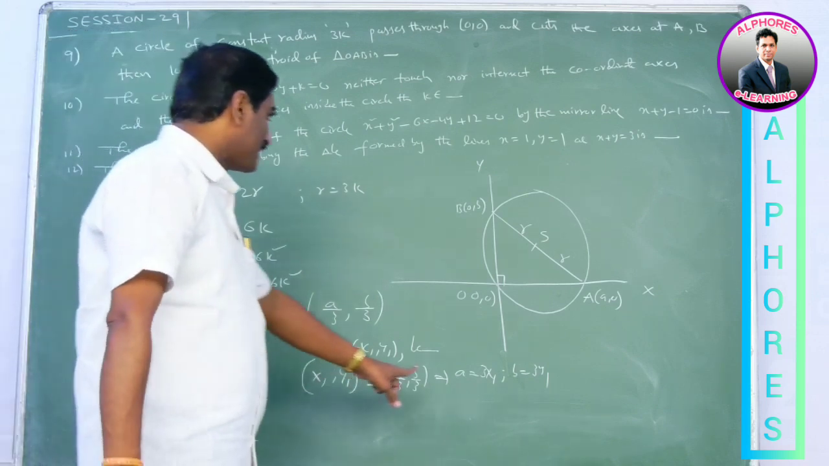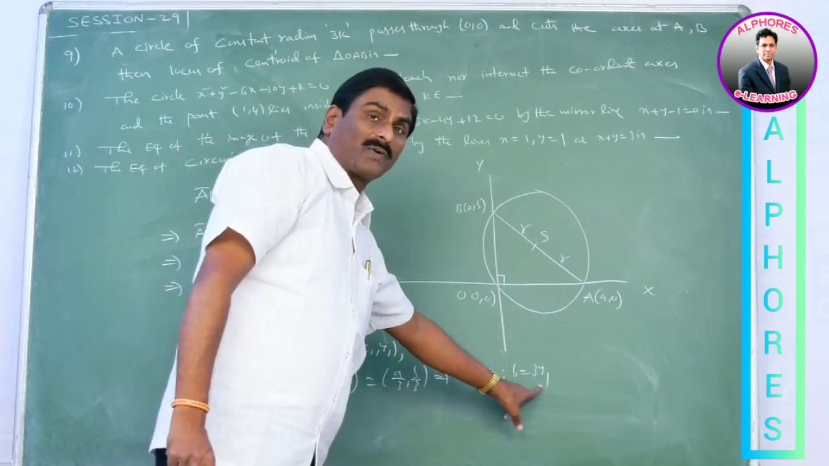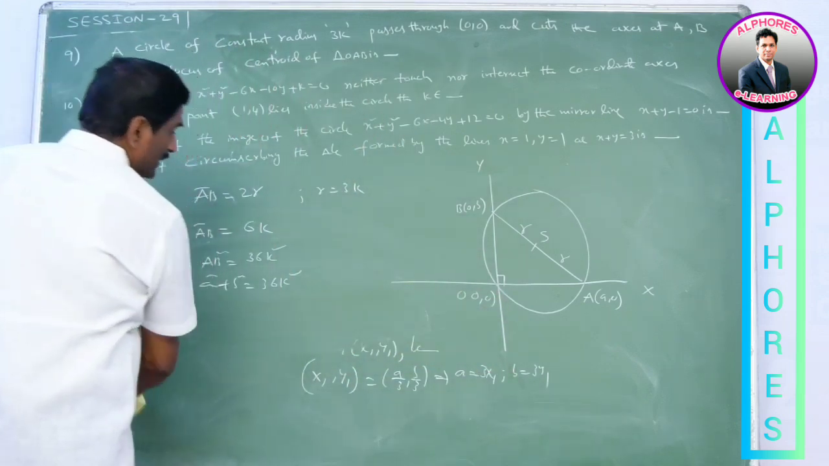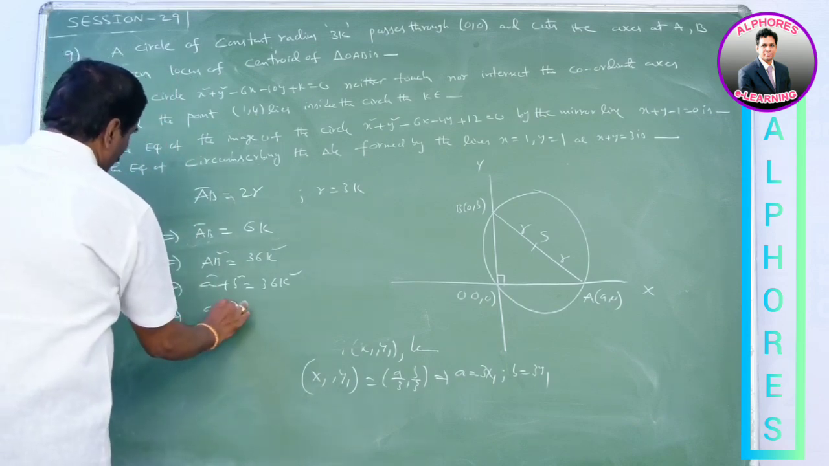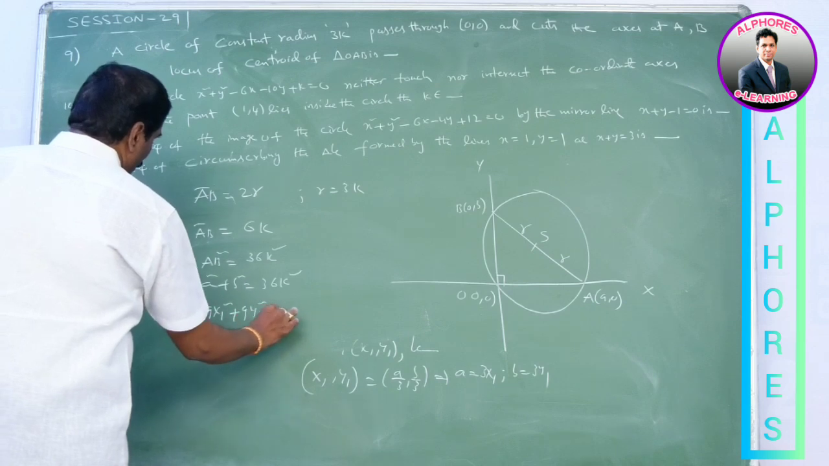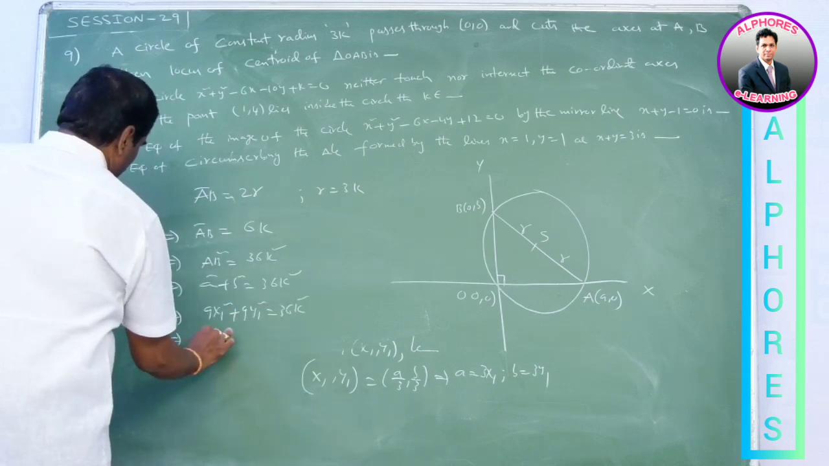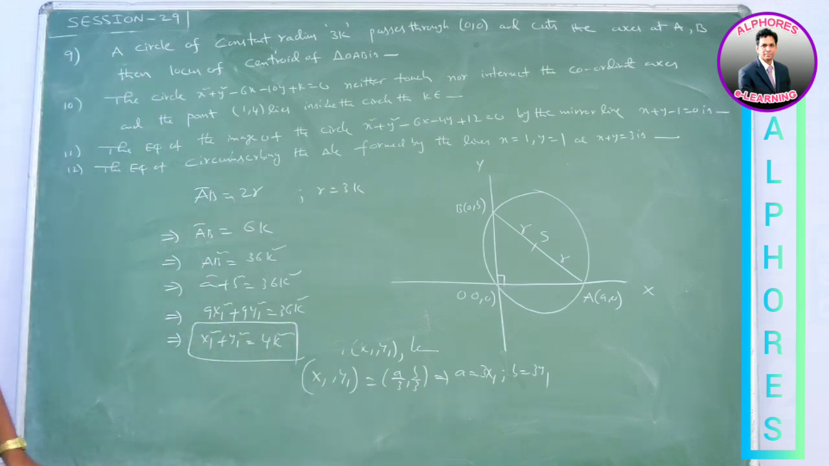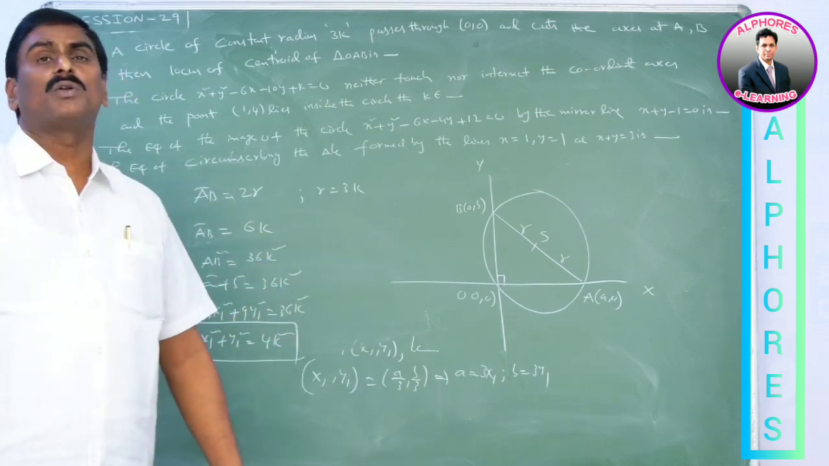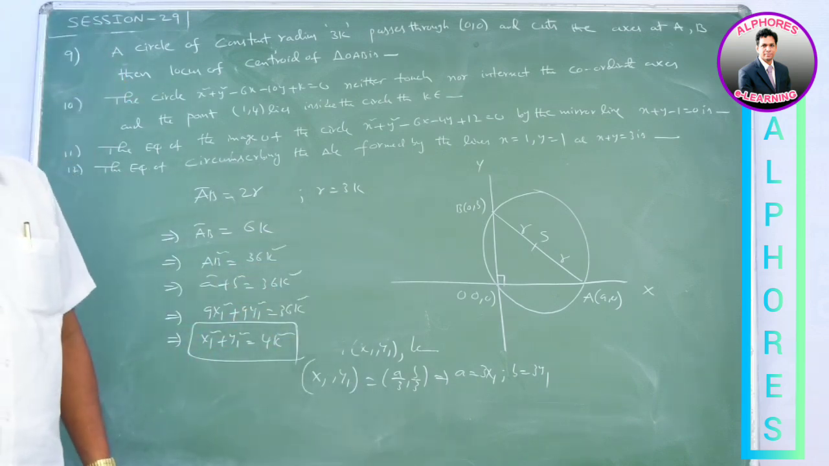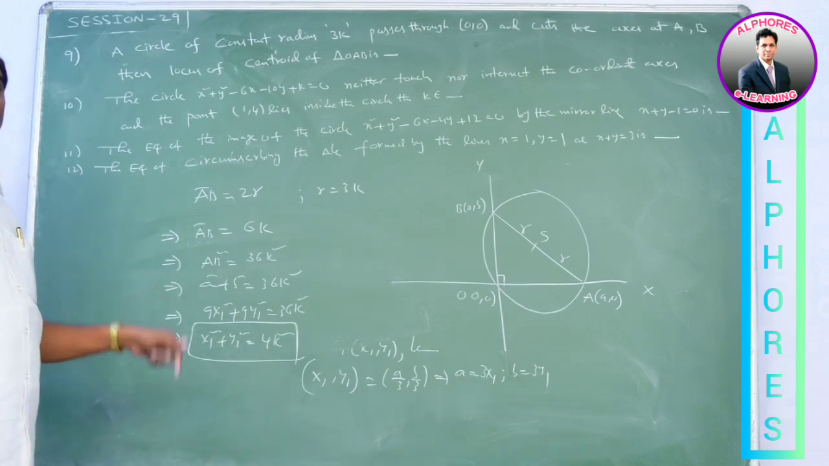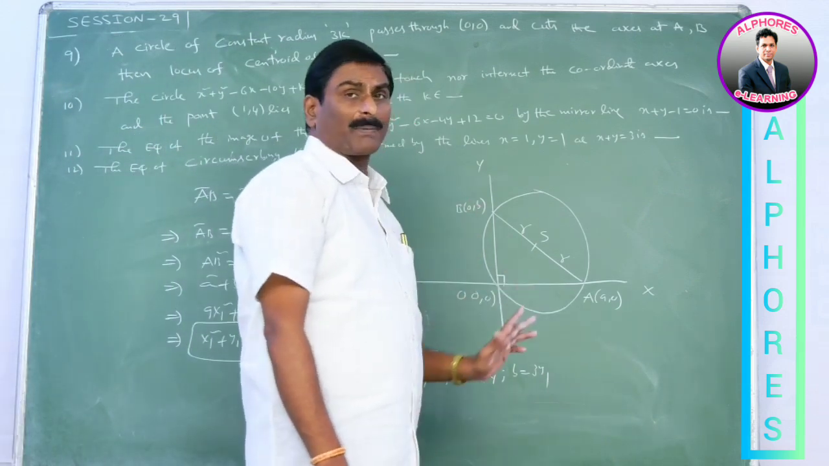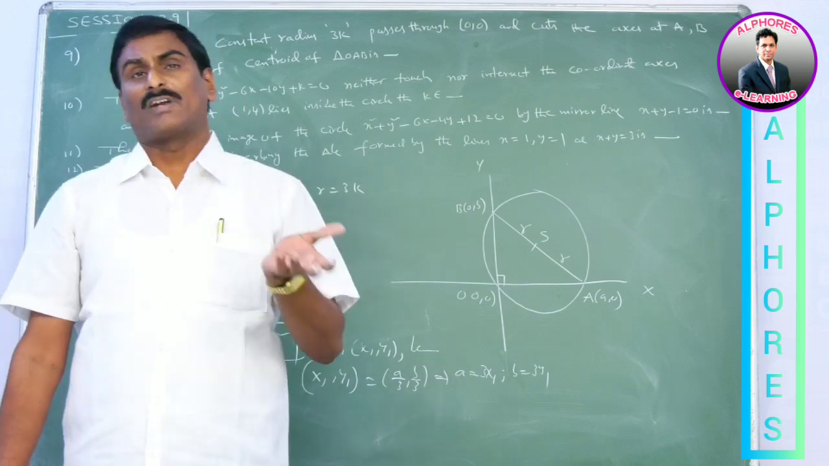But actually a is equal to 3x1 and b is equal to 3y1. We find the relation between a, b and x1, y1. Substitute the value of a equal to 3x1 and b equal to 3y1. That means 9x1 square plus 9y1 square is equal to 36k square. That implies x1 square plus y1 square is equal to 4k square. Therefore, the locus of the centroid of the triangle is x square plus y square is equal to 4k square. In this case, we eliminate the parameters a and b. We take a, b as parameters, and by eliminating a and b, we get the required locus.